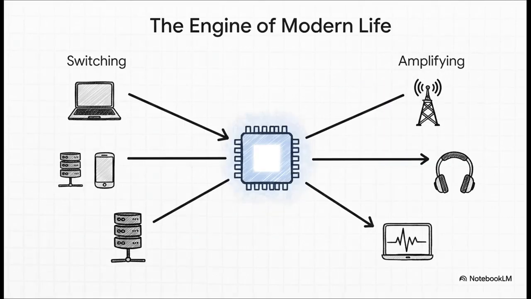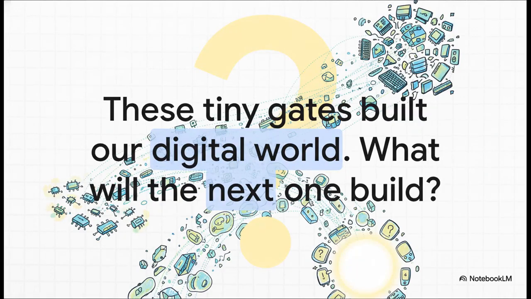This incredible shrinking act is what we call Moore's Law, the idea that the number of transistors we can cram onto a chip roughly doubles every couple of years. It's this relentless progress that makes the phone in your hand millions of times more powerful than the computers that took us to the moon. Their crazy fast switching ability created the digital age, and their power to amplify gives us everything from radios to life-saving medical sensors. So think about that.